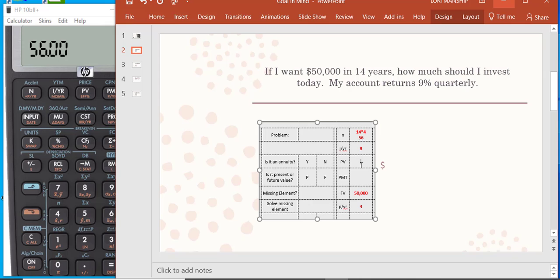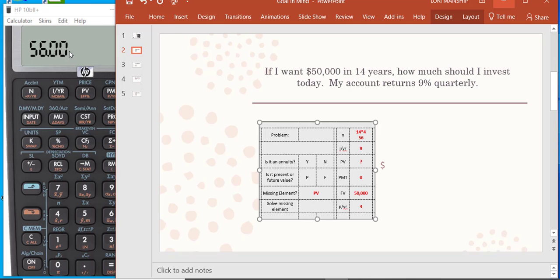We don't know our present value. We don't know how much we need to invest today. Invest today is another way of saying how much do we start off with. So we're looking for present value. That's our missing element. Now, it doesn't tell me that I'm putting more money away each quarter, so I'm assuming that's a 0. Unless you're told otherwise, it will be a 0.